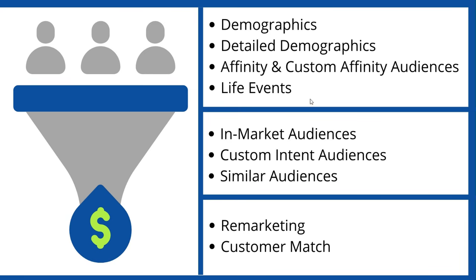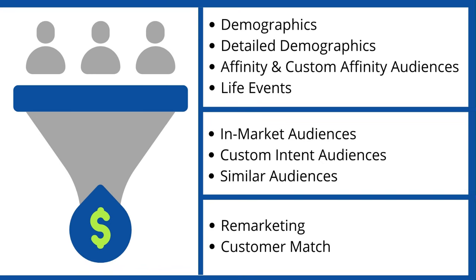Now, the next category, these are people that are in the purchasing process. They might be researching products or services, and they're specifically looking for businesses like yours. So in-market audiences, and then custom intent and similar. And then all the way at the top, these are going to be more for prospecting. If you're trying to build brand awareness, you're trying to show people some of the products that you have or some of your existing promotions, you can target demographics, detailed demographics, affinity and custom affinity, and life events.